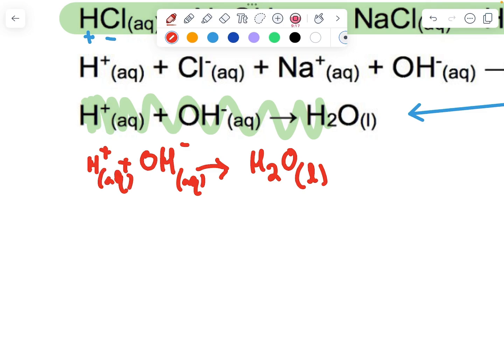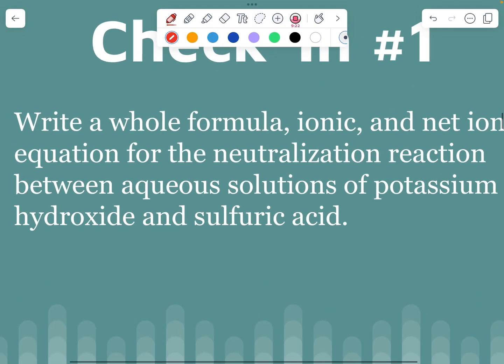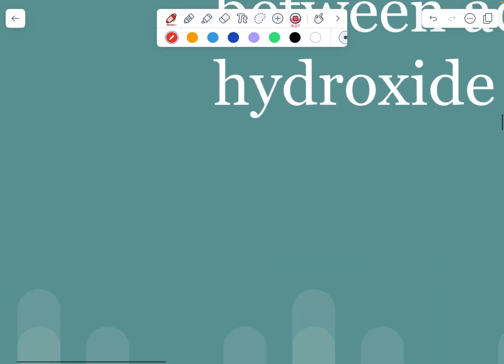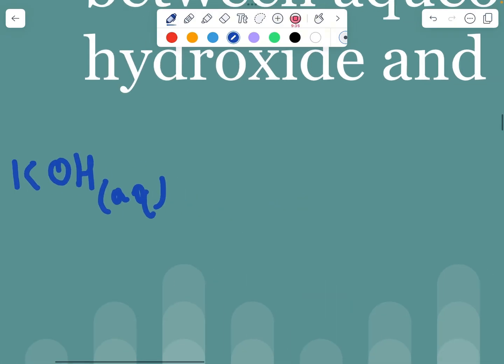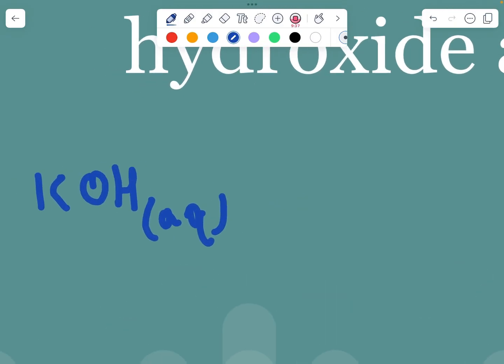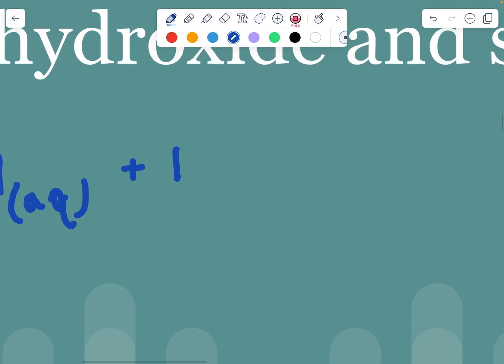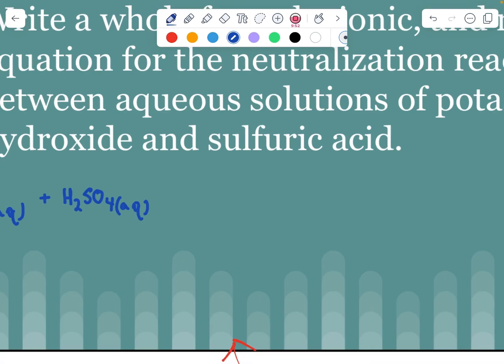Quickly, let's look at an example. Let's write a whole formula, ionic and net ionic equation for the neutralization reaction between aqueous solutions of potassium hydroxide and sulfuric acid. So we have KOH. Usually if we have an OH, our hydroxide, this is a base. This is a strong hydroxide because group 1 metal hydroxides and group 2 metal hydroxides are strong. And we have H2SO4. Aqueous, remember, acids are always aqueous even if it doesn't tell us.